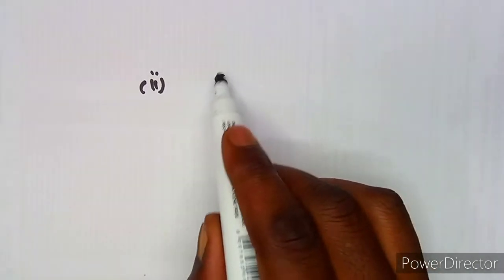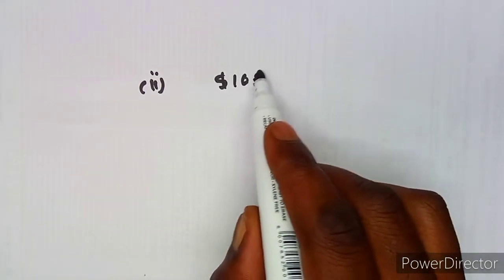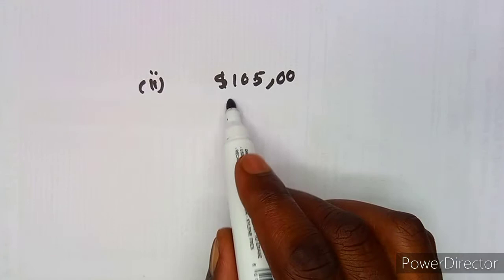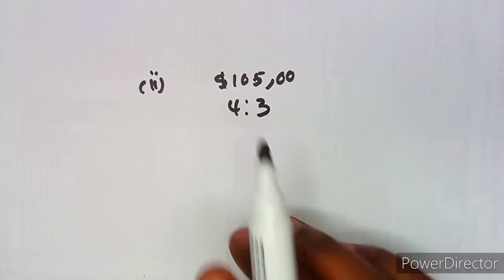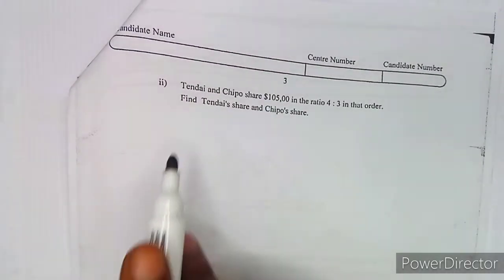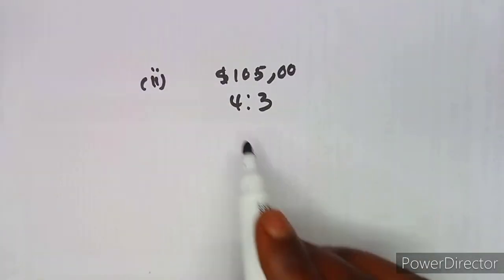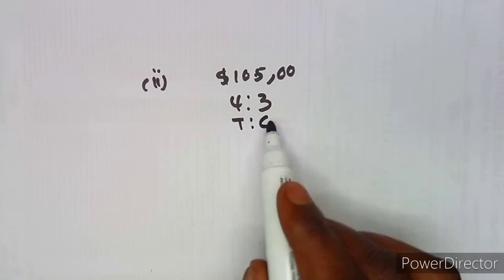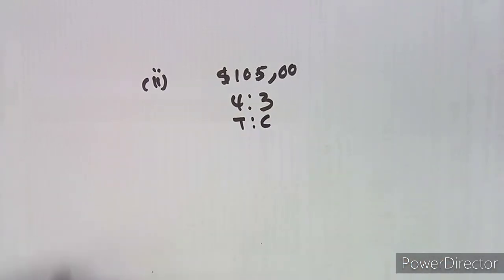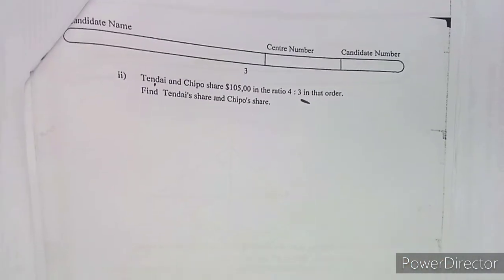Okay, so we have the amount that is being shared here, which is $105. This is the amount being shared in the ratio of 4:3. So the ratio is in the order that they are given, which is Tendai and Chipo. So this is for Tendai, this is for Chipo. Take note of the question, guys.